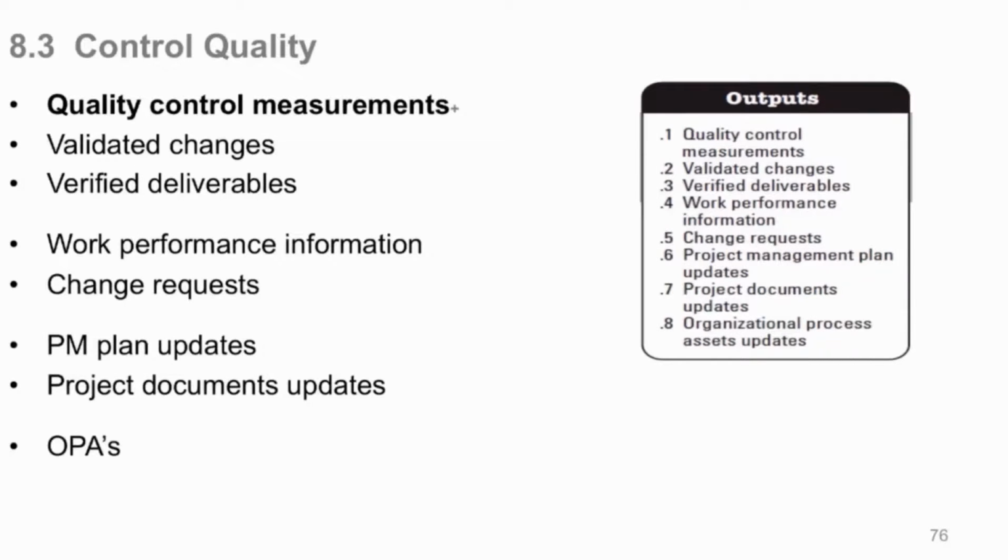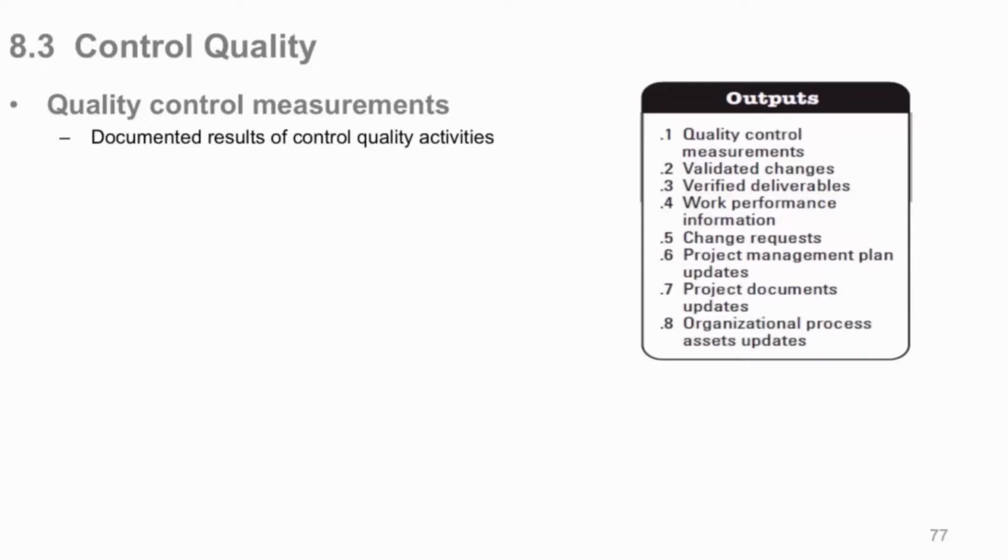Now those were your tools. So here's your outputs. Your actual quality control measurements are here. Documented results of the quality control activities. You know, pass, pass, pass, fail, whatever it might be, these are your measurements. And they're passed on to 8.2 so they can deal with the good and the bad there.